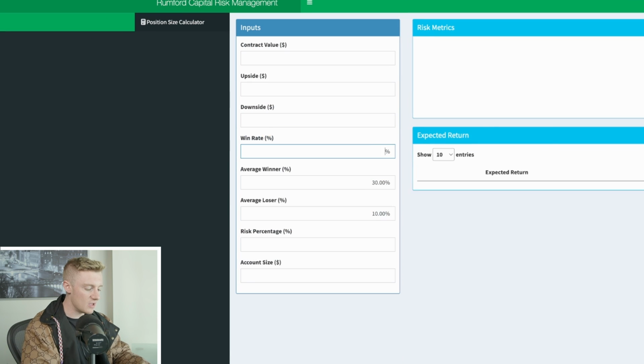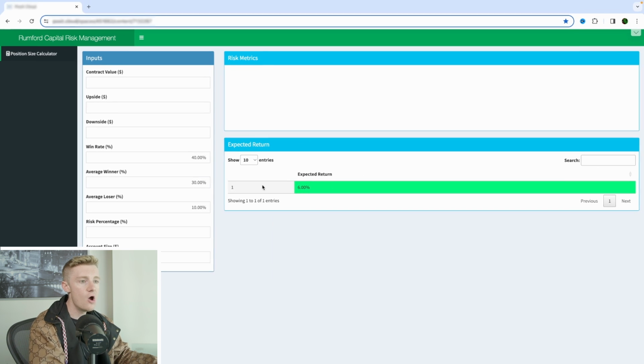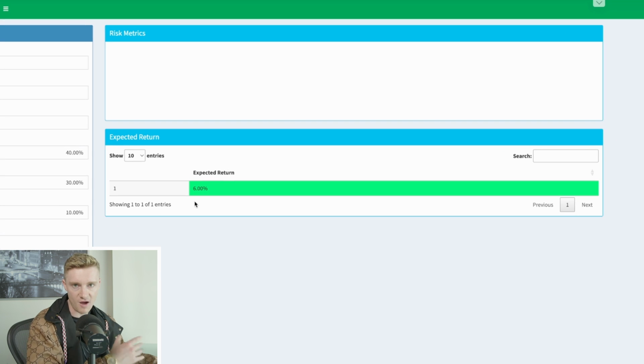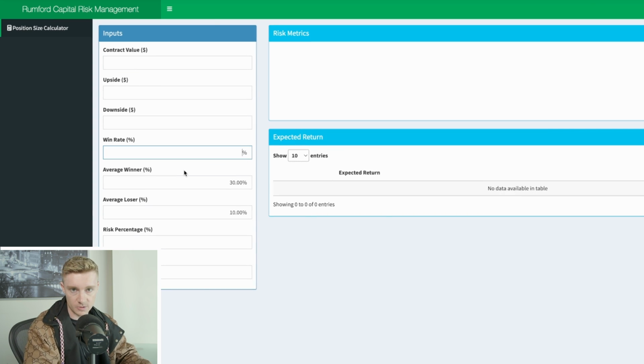Now, for example, if I had a 40% win rate and my average winner was 30% and my average loser was 10%, well, I'm still going to be a profitable trader. You can see my expected return is 6%. Now, the further away from zero, the more profitable your system becomes. So by just having your data and punching this in here, you'll be able to tell right away whether you're profitable or not if you don't know.